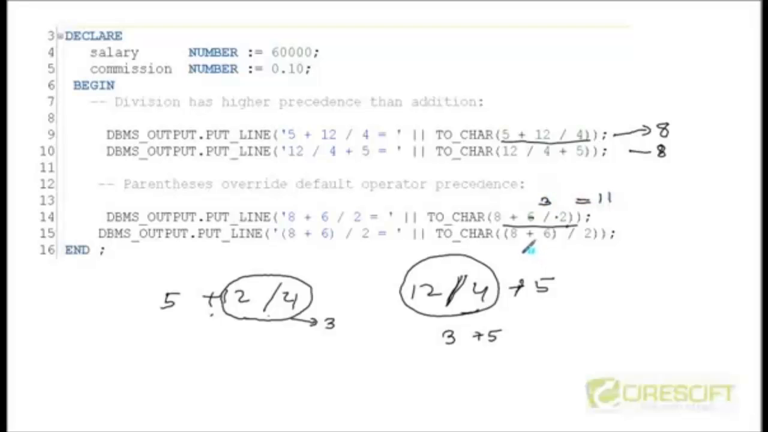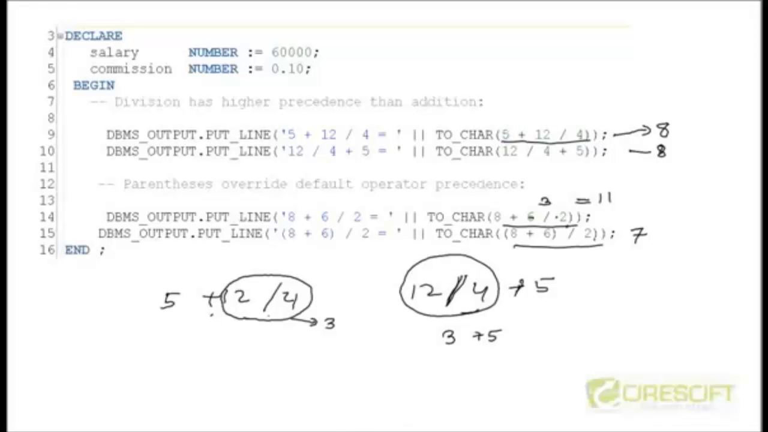Once you add a parenthesis, then the parenthesis will take first priority. That means in this expression, 8 plus 6 is going to be evaluated first and then divided by 2. So 8 plus 6 is 14, divided by 2 is 7. It looks like the same expression, but because of the parenthesis, things change. These are examples of the arithmetic operator, where we are using the arithmetic operator to build the expression.